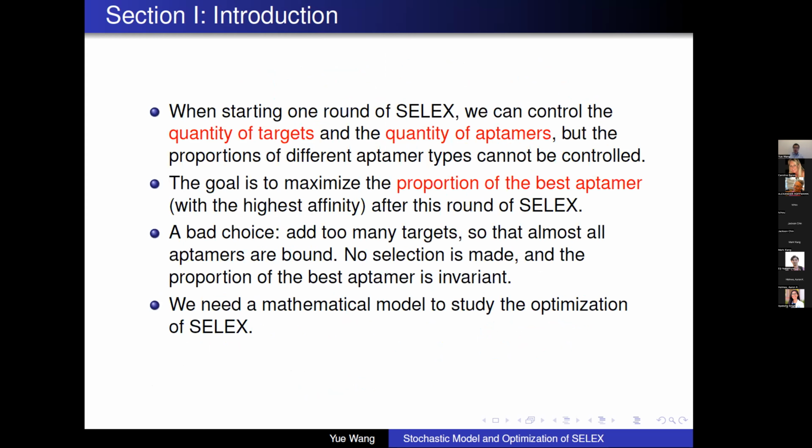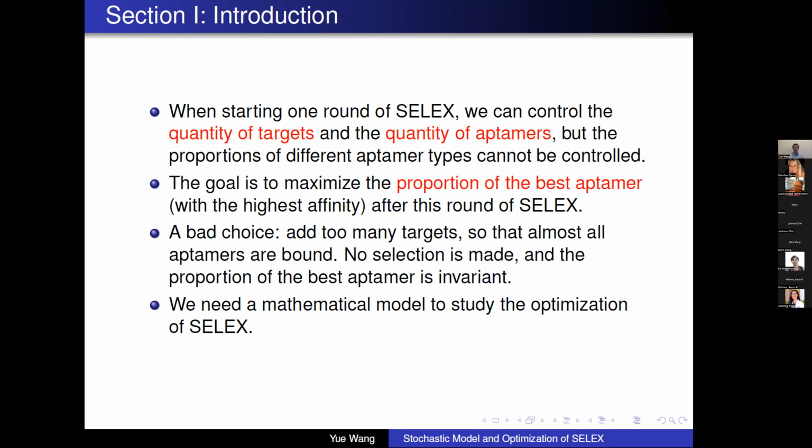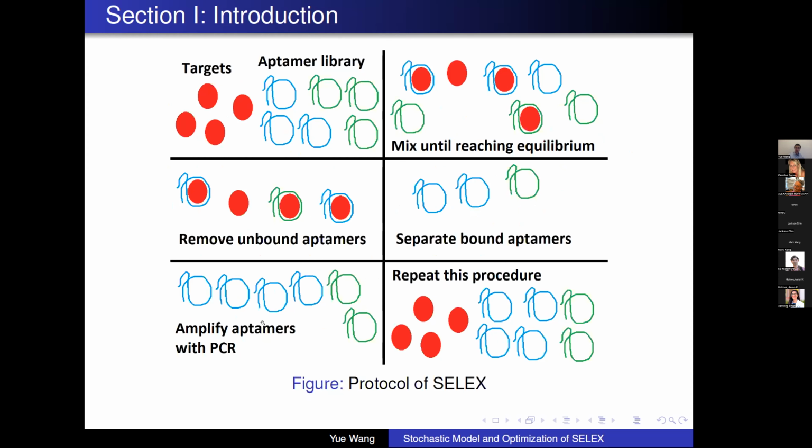When we start one round of SELEX, we can control the quantity of targets and the quantity of aptamers, but we cannot change the proportions of different aptamer types. So like here, we can add more or fewer targets, but for aptamers, we can only start like 3 and 3 or 10 and 10, but not other proportions, because we need this whole protocol to change the proportion of this best aptamer. And the goal here is to maximize the proportion of the best aptamer, I mean, the one with the highest affinity after this round of SELEX. So we need to maximize the proportion of blue ones here.